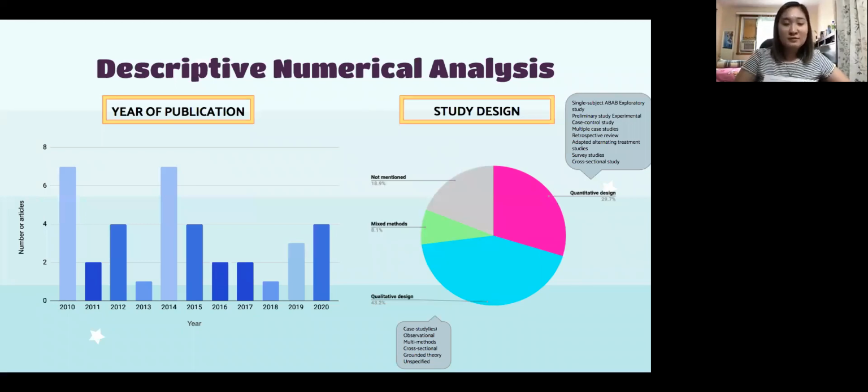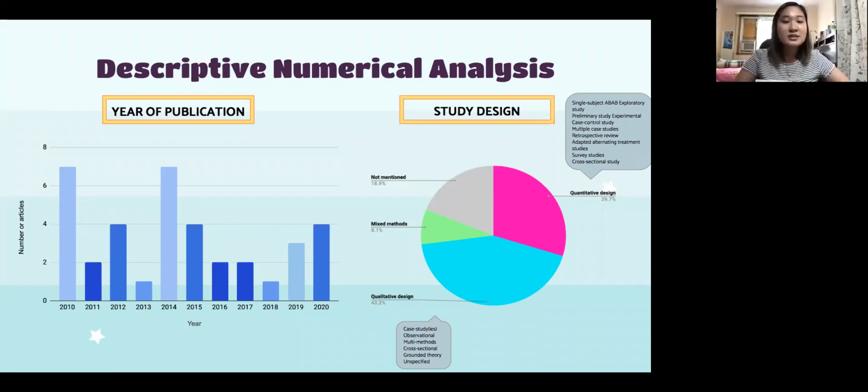Most of the papers we have retrieved were published in 2010 and 2014. We also had a fair percentage with publications in 2012, 2015, and 2020. As you can see on the bar graph, we had constant publications from 2010 to 2020.